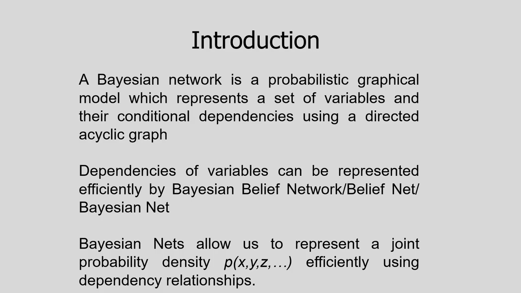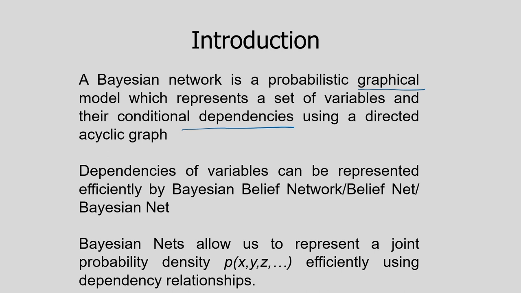So, the introduction: a Bayesian network is a probabilistic graphical model. It is a graphical model and a probabilistic model, which represents a set of variables and their conditional dependencies. So we will consider the conditional dependencies of the variables using a directed acyclic graph. This is the definition of the Bayesian network, and the dependency of variables can be represented efficiently by the Bayesian belief network, or the belief network, or the Bayesian network.